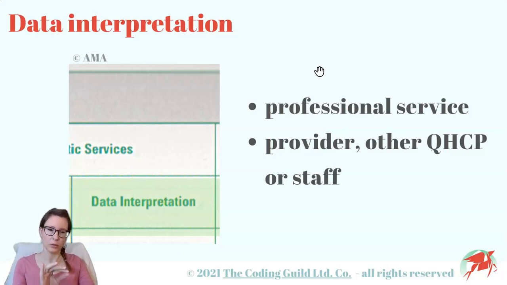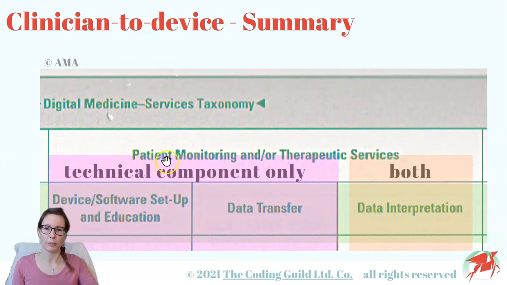The third column, data interpretation: the provider or other qualified healthcare professional or clinical staff analyzes the data on their own, formulates a diagnosis, and communicates it back to the patient. Due to the mental effort exerted here, these codes do have work RVUs associated with them, just like any other professional service code. To summarize group 3 of patient monitoring and or therapeutic services, if the nature of the encounter is technical only, we choose from the first two columns. If mental work and diagnosing is also going on, choose the third column.